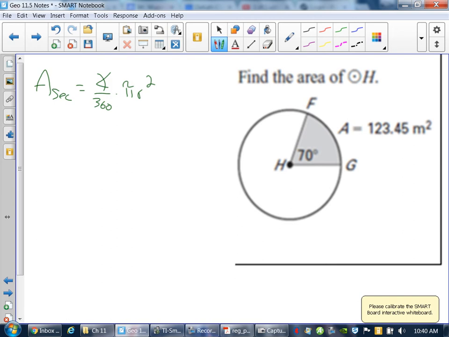What is pi r squared? What is that? It's the area of a circle. So you just times by the area of the circle. This is the same thing as saying central angle over 360 times the area of a circle.